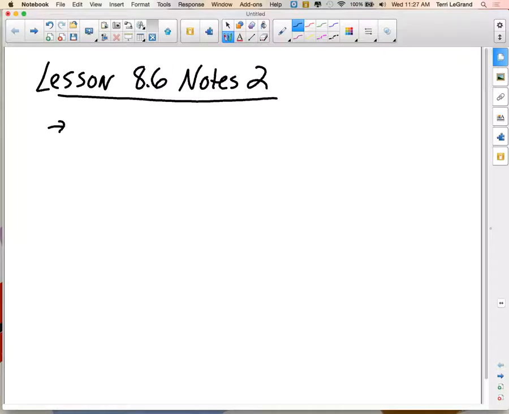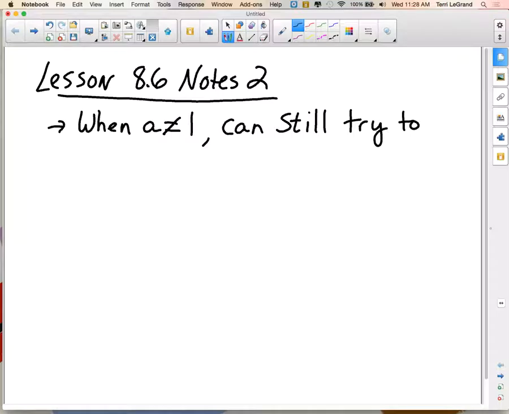And the only thing that we need to state about this one is what we're doing different that we didn't do in the first set of notes. When A does not equal 1, we can still try to factor, and I have to say try to factor. Of course, we're going to be able to right now, but we're going to learn that not all quadratic functions are factorable. I think we've already learned that before when we were just trying to factor quadratic polynomials.